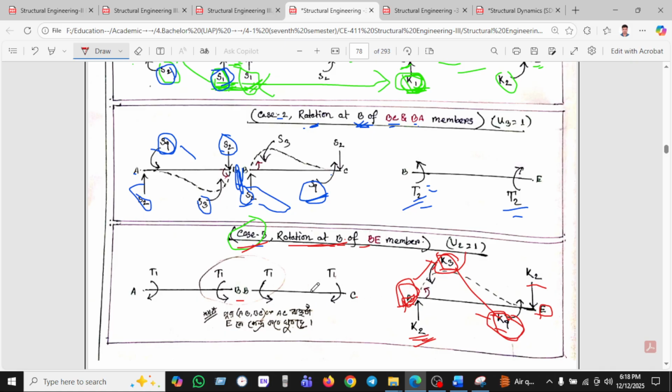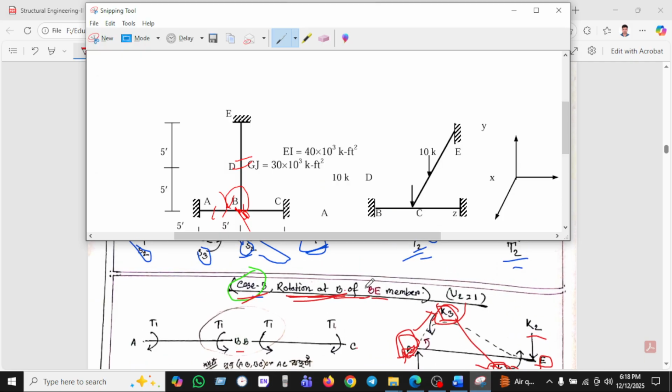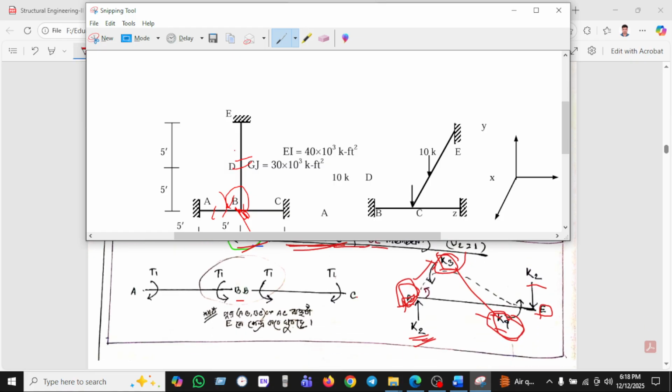And for the other members, as we are applying rotation at B, this is the BE member. The opposite members, that is AB and BC, will be torsion, which we can see: point A is T1 and point B is T1. All the opposite members will be torsion, because we are applying the rotation here.